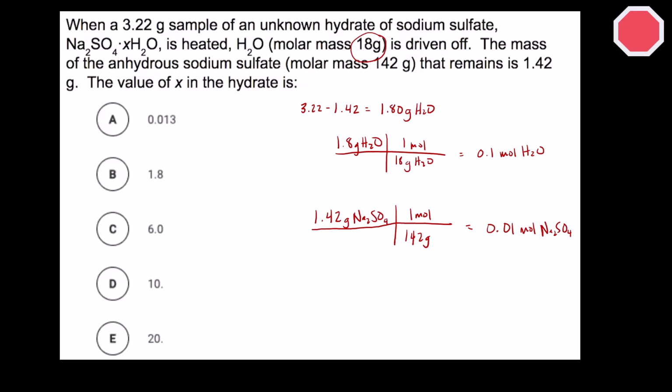And so now what we do is we divide both numbers by the lowest mole ratio. So this should be 10, and this is going to be 1. So we should have our answer as 10, which is D.